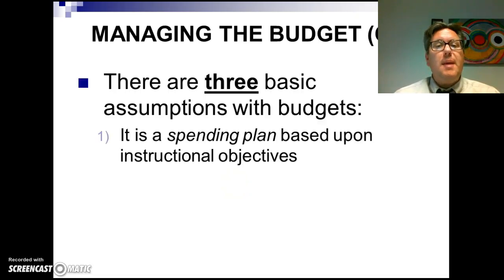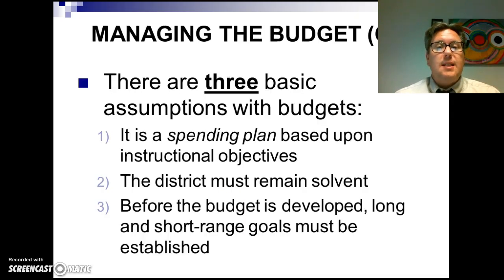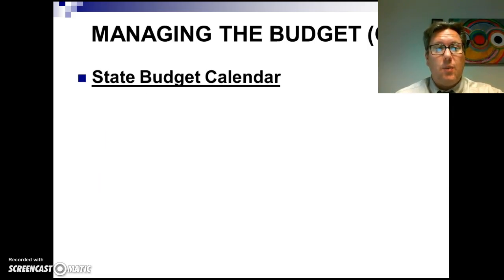So there are 3 basic assumptions with the budget. It is a spending plan based upon our instructional objectives. Again, very important that it's connected back to student learning. The district must remain solvent, meaning that it should not go in the red, but wants to stay in the black. And before the budget's developed, long and short range goals must be established. So you have business services and educational services working together, as well as special education, as they make an impact in the budget as well.